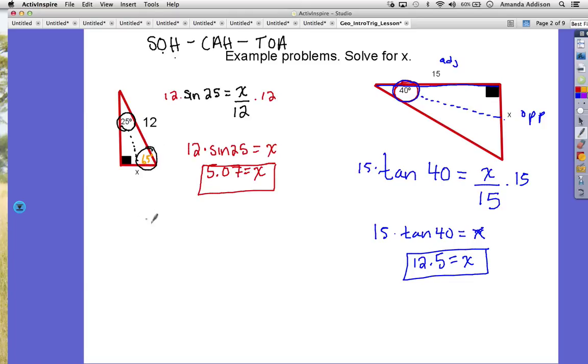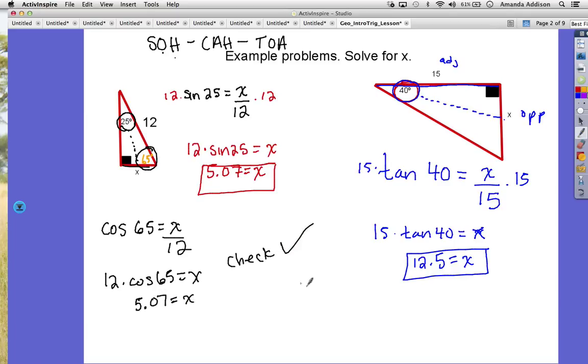So let's say I use the 65 degrees to do this problem. Well, the x is the adjacent side, so I'd be using cosine. The cosine of 65 would be x over 12. So when I do 12 times the cosine of 65 to get x, again, I'm just checking my work, doing it a different way, using a different ratio, showing you it doesn't matter which angle you use as long as you use the correct ratio. So cosine of 65 times 12 gives me 5.07. So I just checked my work by using a different ratio.